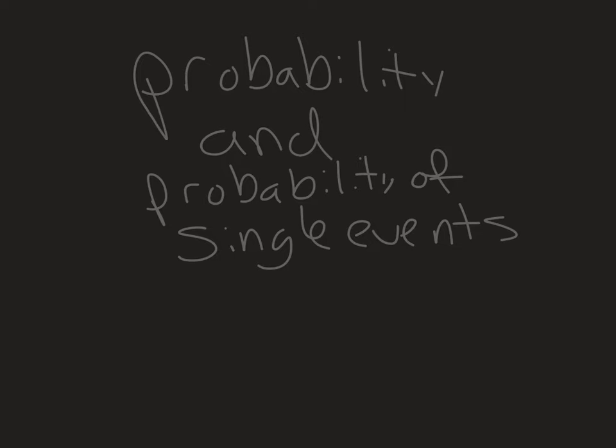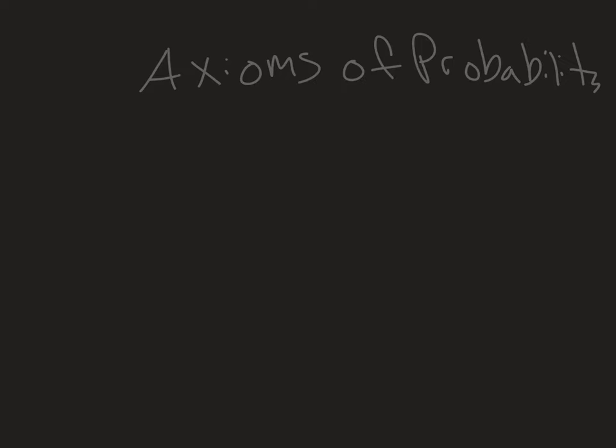In this video, we'll talk about probability, kind of what it means and the different types of it, and we'll talk about probability of single events. So if we really think about what probability is, it's the likelihood that something will happen. So we're talking about percentages of the time or fractions of the time.